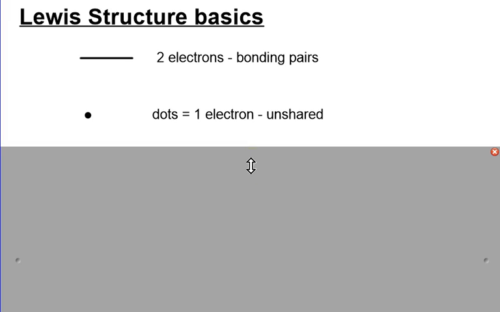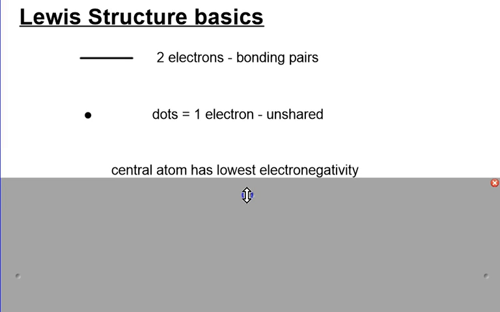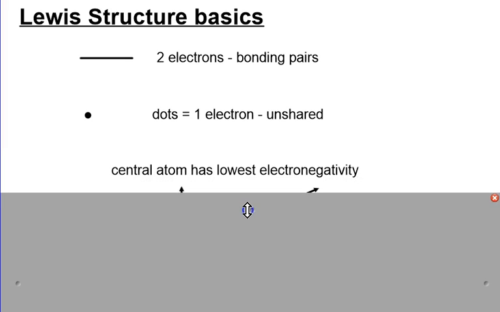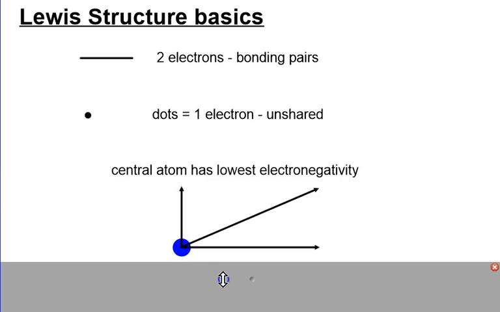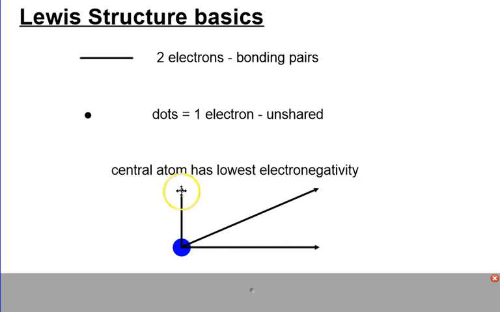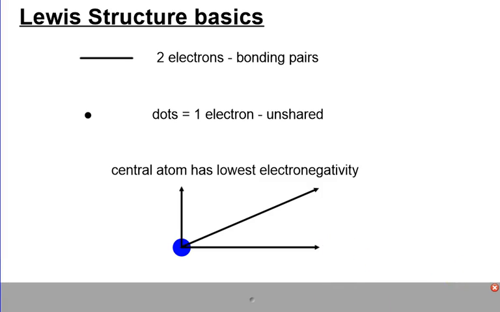There are some books and some teachers that use dots for all electrons, whether they're bonding or not, and I just like to have the bonding pairs very clearly different from the unshared pairs. And the last thing you're going to need to know about is electronegativity, because the central atom, notice, central atom, has the lowest electronegativity. And we'll see that in practice in just a second. Okay, if you're not done, take a picture, and we got to move on.